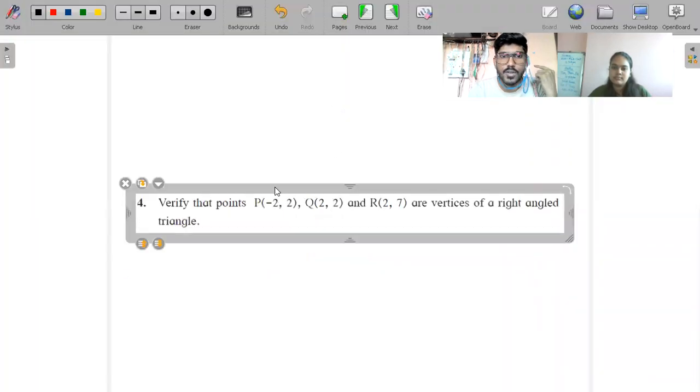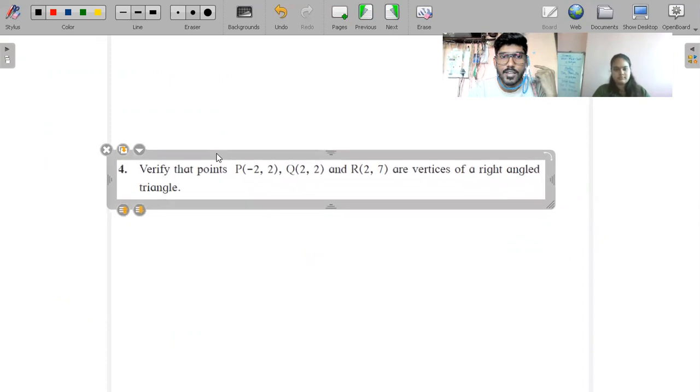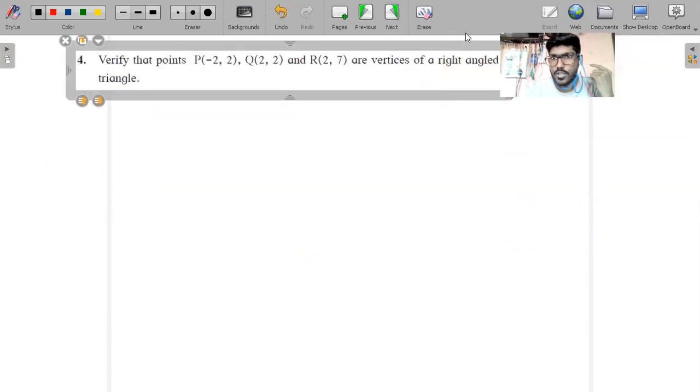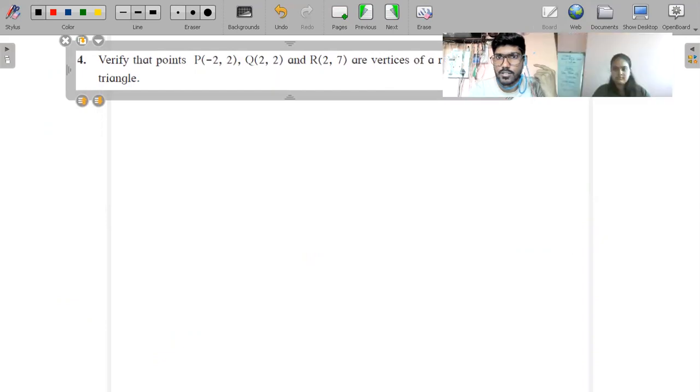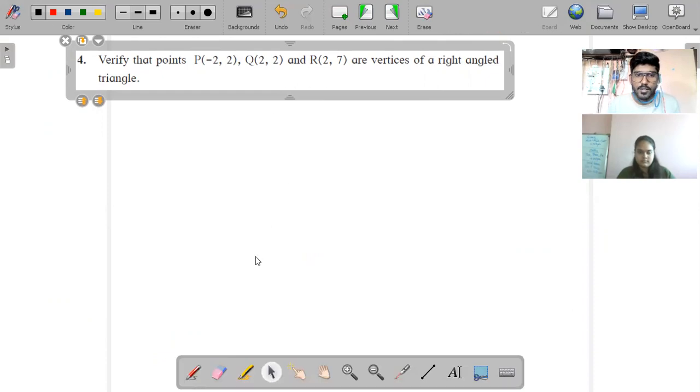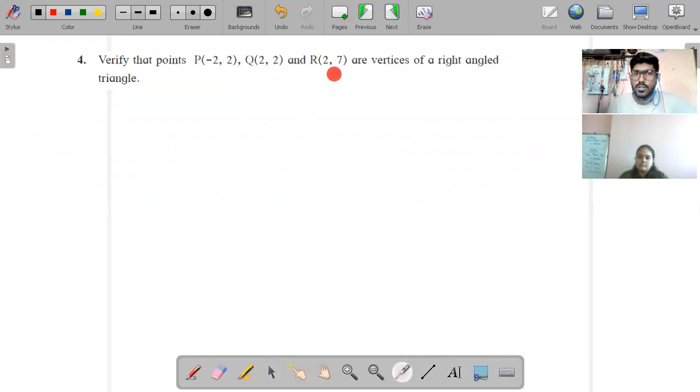Okay. So the fourth one says verify. I'll give you a hint for this. You try it. If not, then we will do it in our Thursday's class. Okay, it says verify that the points P, Q, and R. P has coordinates -2, 2. Q has coordinates 2, 2, and R has coordinates 2, 7 are the vertices of a right angled triangle.